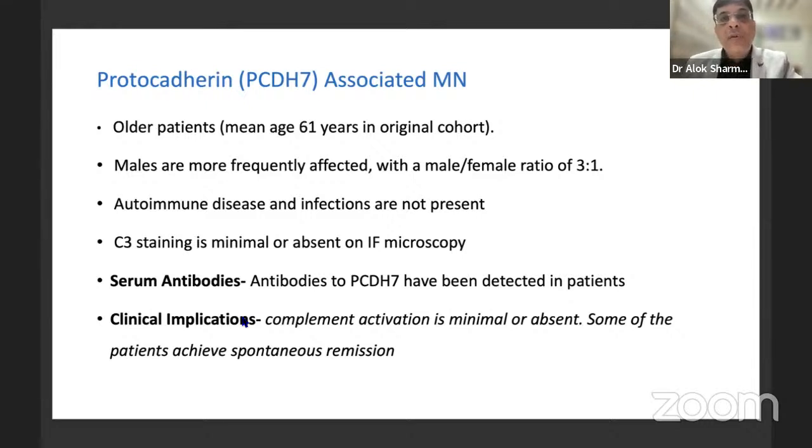So this particular target antigen is associated with extremely low levels of complement activation. And as a matter of fact, we've seen a couple of these cases, and a few of the cases in the original cohort actually had spontaneous resolution of the disease. So not having complement as a part of immune complex deposition is probably a favorable prognostic indicator. And these cases follow a very favorable clinical course in the long term.